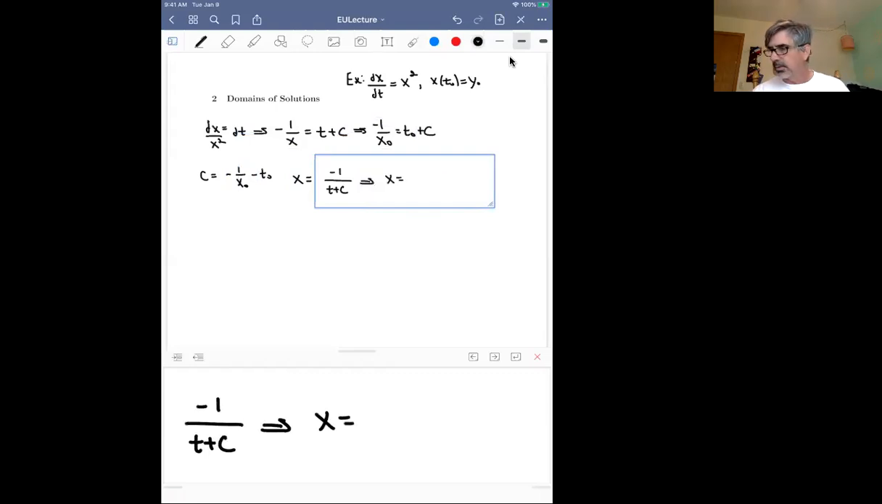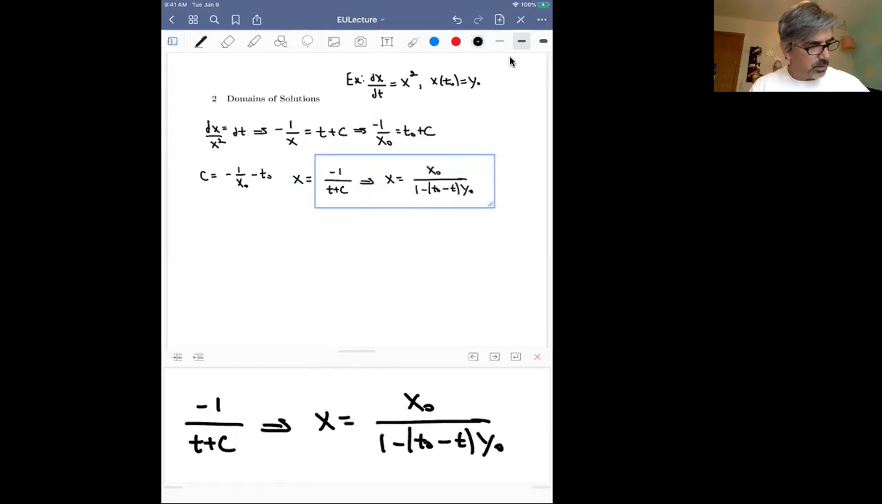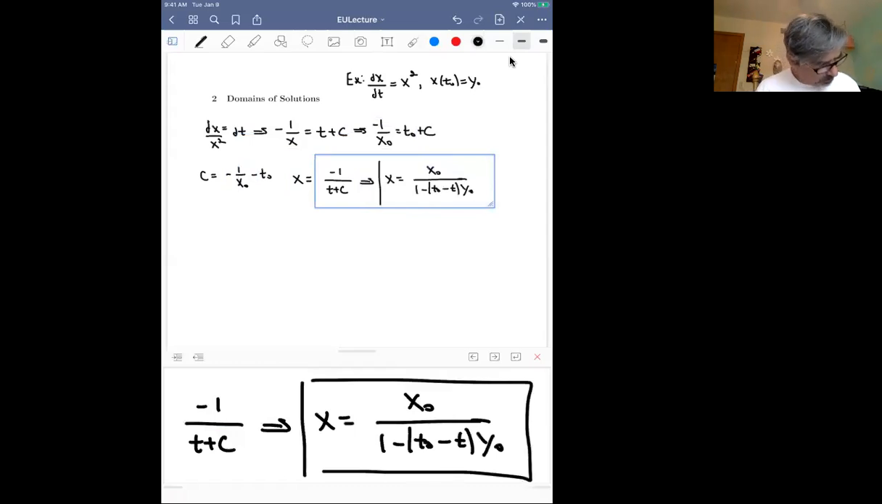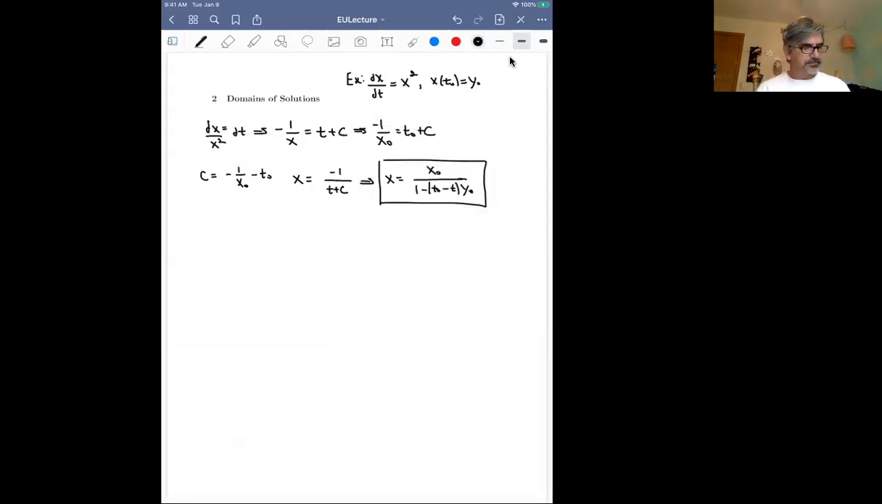x is equal to x0 divided by 1 minus (t minus t0) times x0. Okay, so I did some algebra there that I just didn't bother to show you. All right, so there is our solution to that initial value problem.